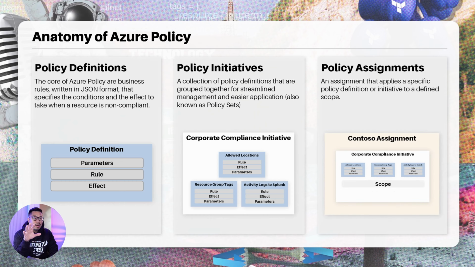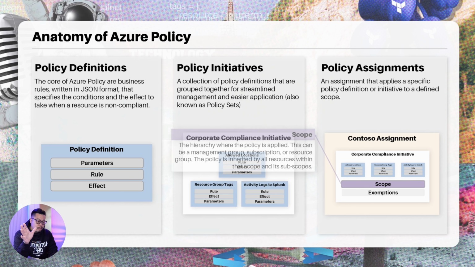And then lastly, we've got policy assignment. An assignment applies a specific policy definition or initiative to a defined scope. As you can see here, we have an assignment, and the assignment is going to assign the initiative, and the initiative is basically a collection of those policy definitions. And within an assignment, we have a scope. The scope is the hierarchy where the policy is applied. So obviously, if you're applying it at a certain management group, it will cascade down.